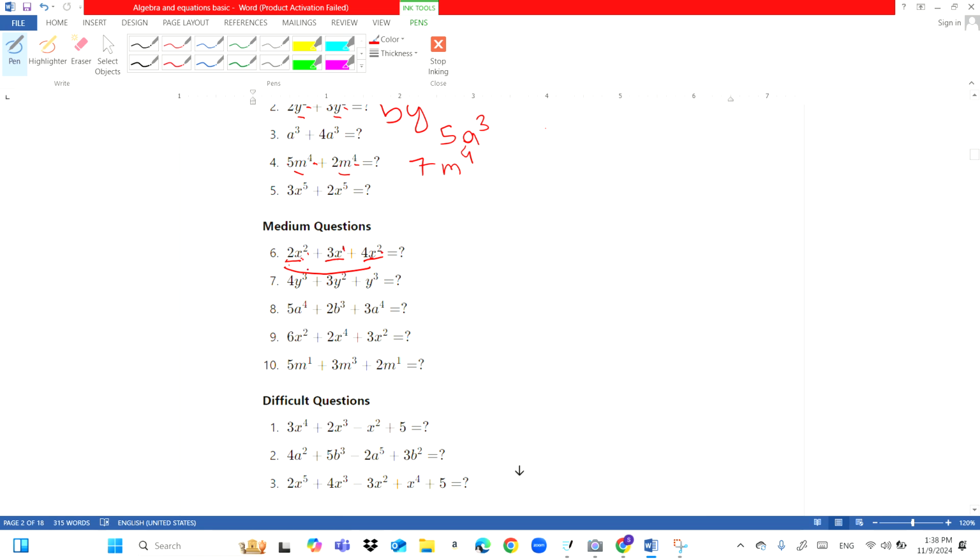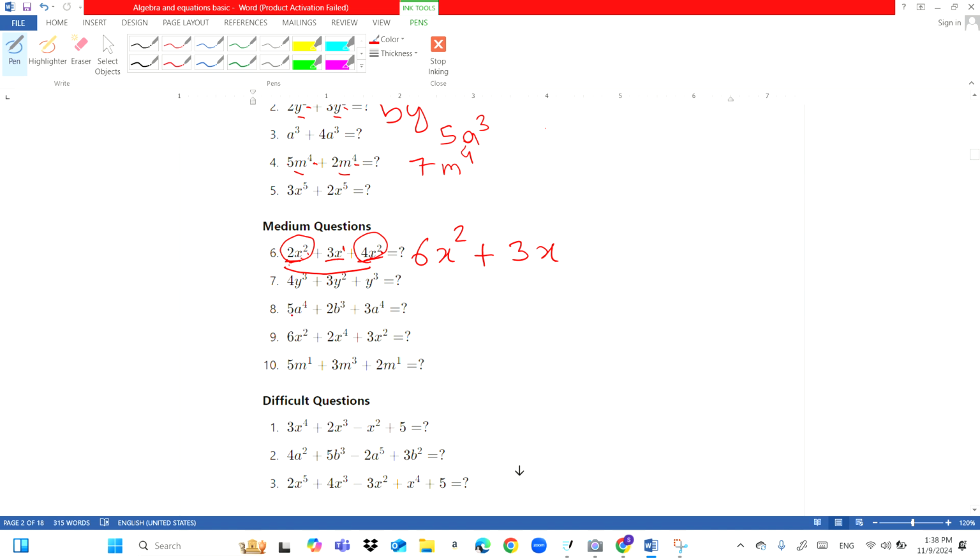So we can only add the same base and same power. That is, we can add 2x square with 4x square. When we add 2x square with 4x square, it's going to be 6x square, but we will still have this 3x left, and we are going to write it as it is. We cannot make any changes there. Okay, we can add only the stuff having the same base and the same power.